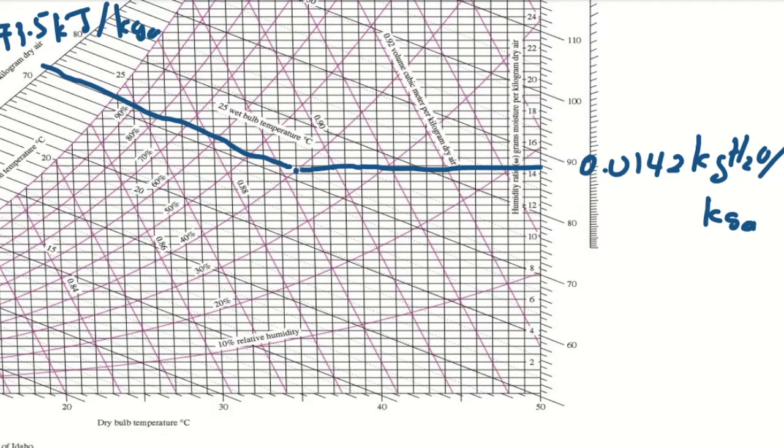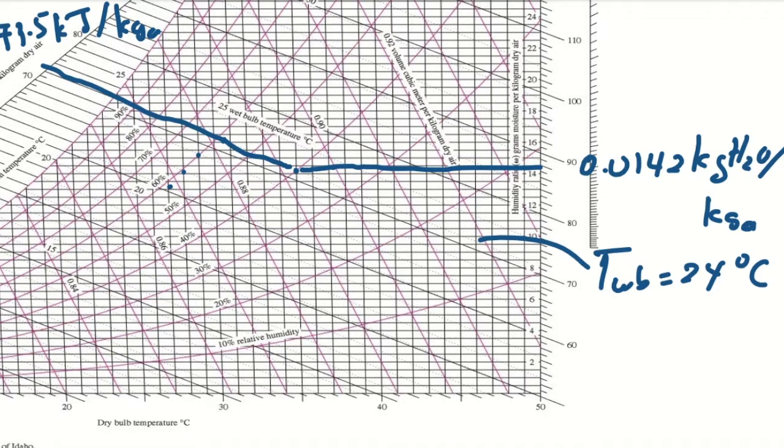Next is C. C is wet bulb temperature. So this one is 25, this one is 20, so this is 21, 22, 23. If you look here, you have one line here. This dotted line represents the wet bulb temperature. So this one is 24. The wet bulb is 24 degrees.